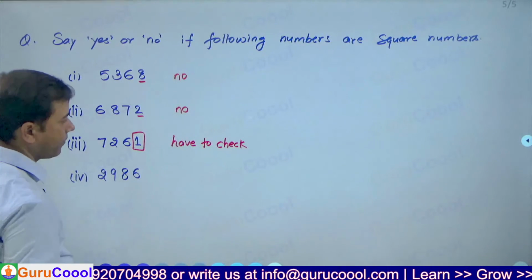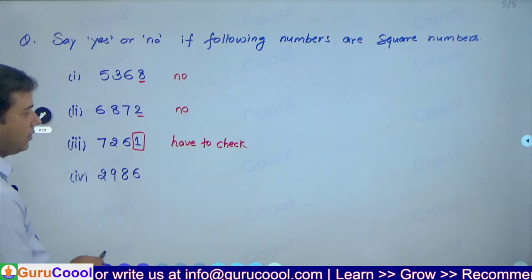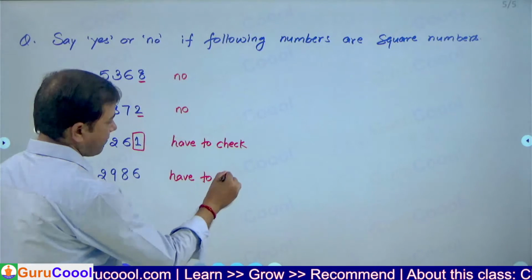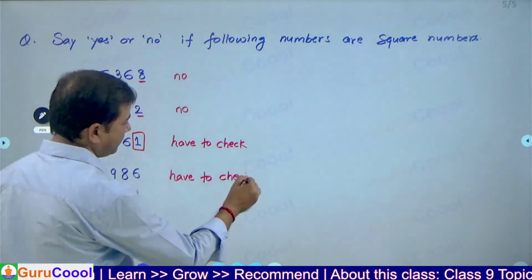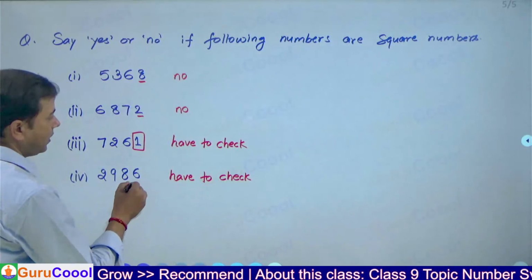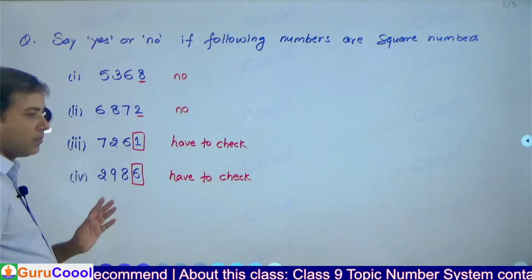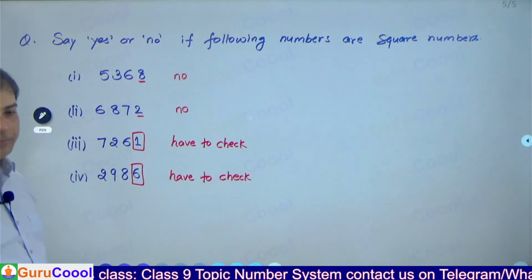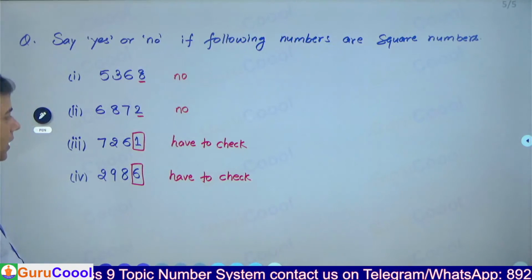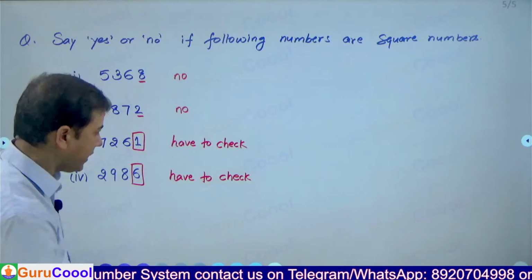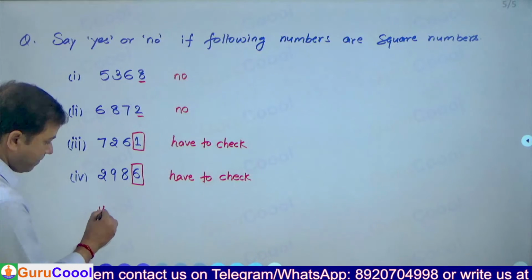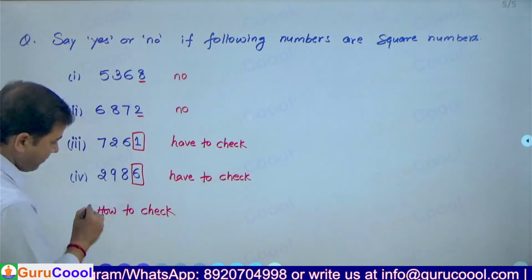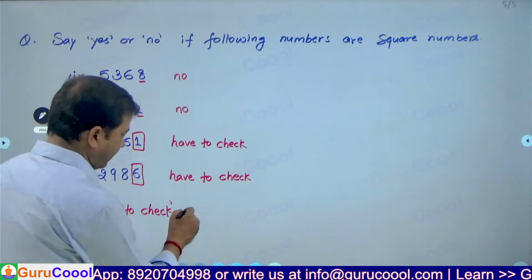2986. It may or may not be a square number, we have to check. If you say may or may not be, that is also good. It's possible, but we have to check, right? But how to check, I will teach you later.